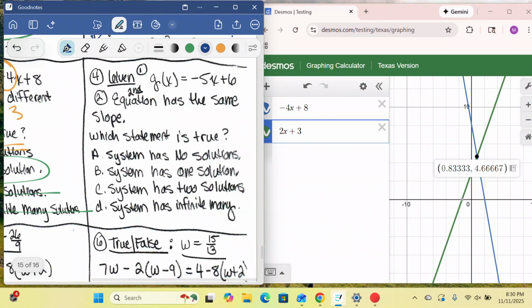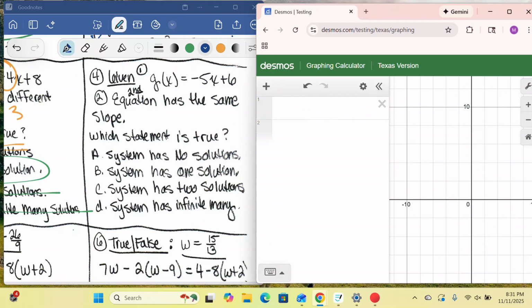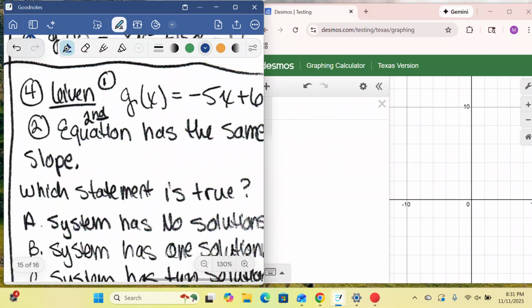So, given the next one, you're given this time negative 5x plus 6. The second equation has the same slope. Which statement is true? So what I'm going to do is I'm going to create the same slope. I'm going to circle the slope right here, which is your rate of change. The second equation has the same slope. So if it has the same slope, it has to have a negative 5 in the second one. So rewrite the second one as any other equation.